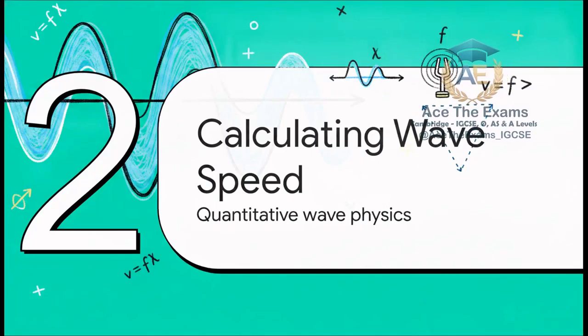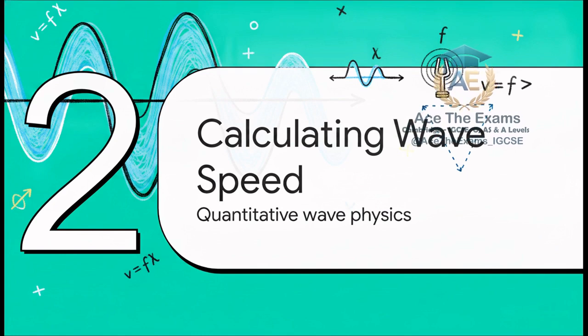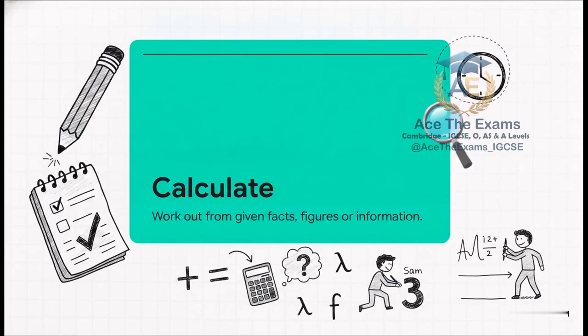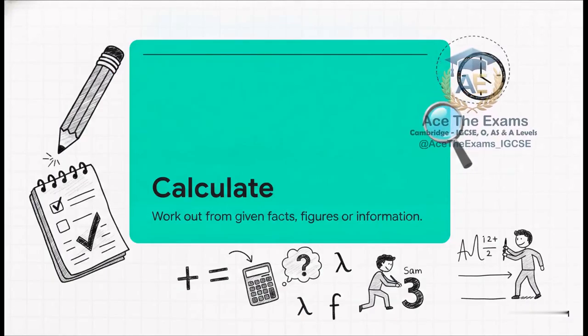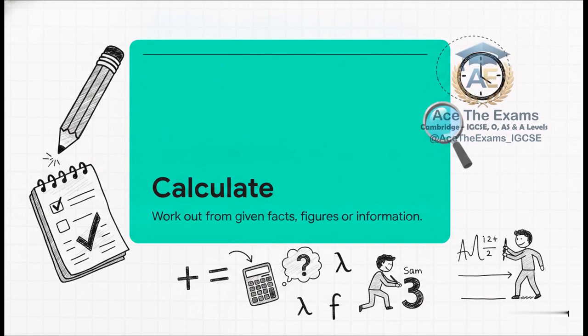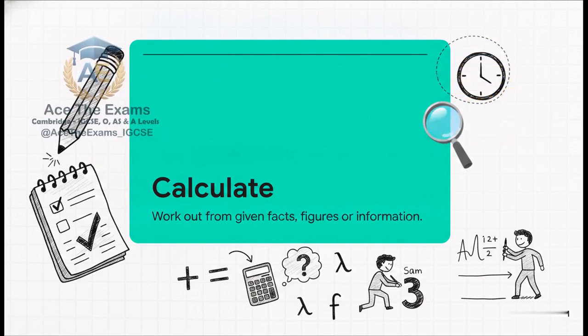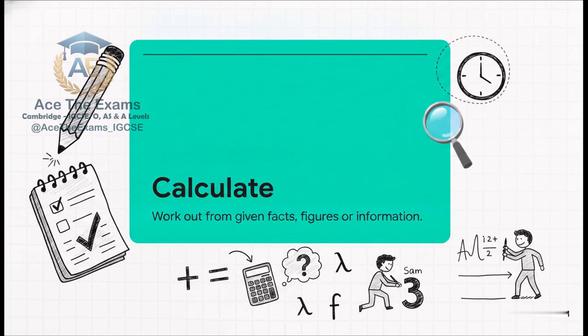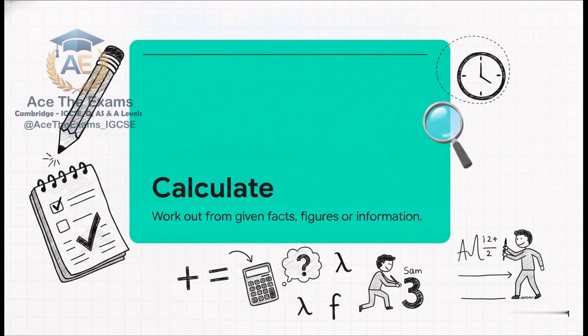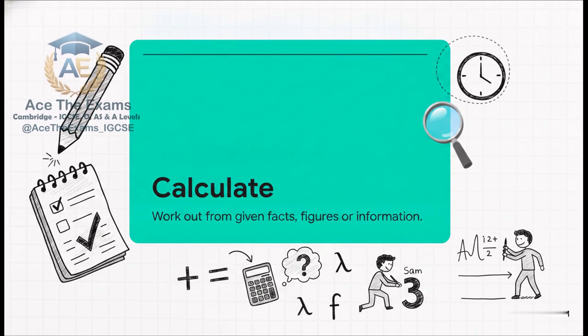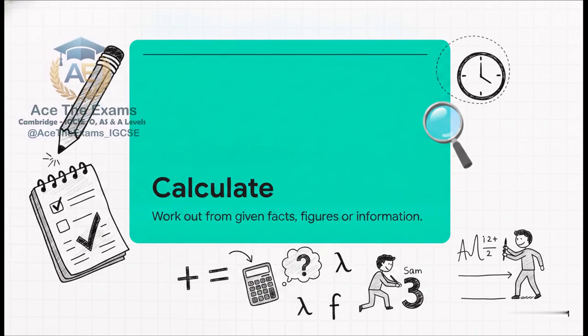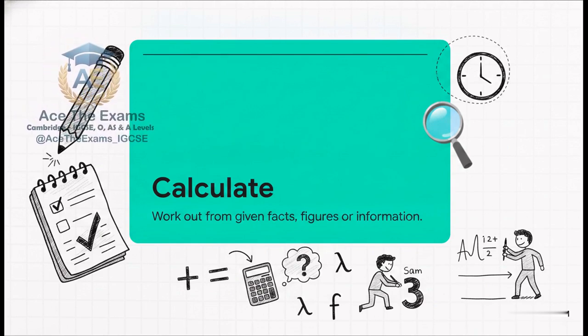Section 2. Calculating wave speed. Let's transition into the quantitative, mathematical side of wave physics. When you see the command word calculate printed on the page, the examiner is explicitly telling you to work out the exact answer from the given facts, figures, or information in the prompt. This is not a guessing game. It's not a place for vague concepts. It requires a highly specific formula, incredibly clear substitution of numbers, and a final answer wrapped up with the correct units.